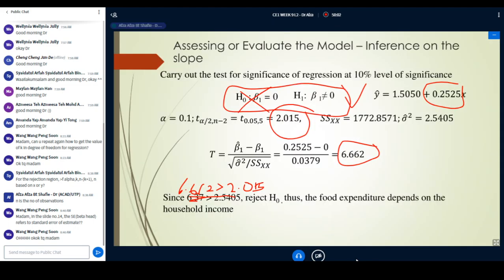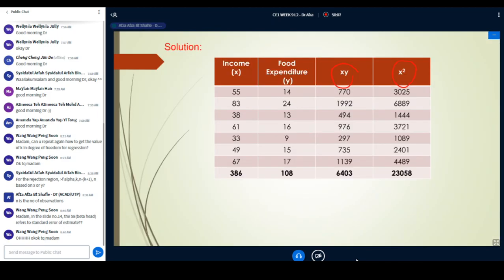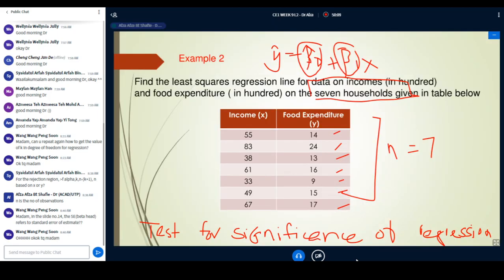Because if I look at my data set, my income is only from 33 up to 83. That's the maximum, 83. So 90 is already out of this range. 90 is too far away from 83. Because 90 is out of this range, I cannot use this model to predict, because the model that I developed is just based on this data set.